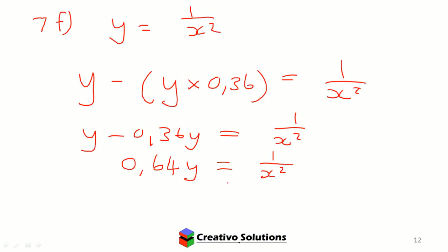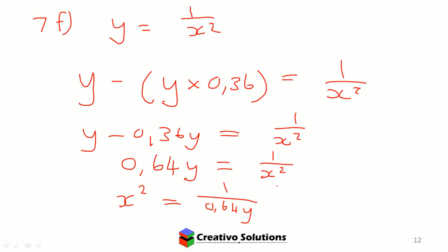They said describe exactly what happens to x when y is decreased by 36%. So they want to know what happens to x. I'm going to move x to the right, so x squared equals 1 over 0.64y. That's what you're going to insert. They said describe exactly what happens, so again, I'm going to choose points to insert here.